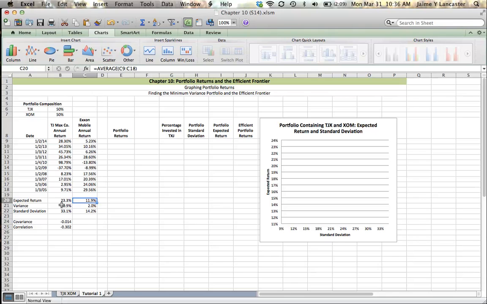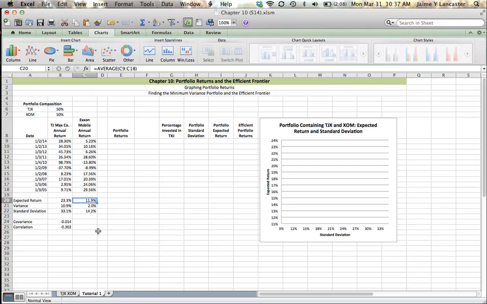So we can see the relationship that we would expect between risk and return. We take on extra risk. You can notice the higher variance of TJ Maxx compared to that of ExxonMobil, and the higher standard deviation of TJ Maxx in comparison to ExxonMobil. And that extra level of risk brings us a higher level of expected return. Right? That's great. So we see that golden rule of risk and return, where in order to get a higher return, we need to take on extra risk.